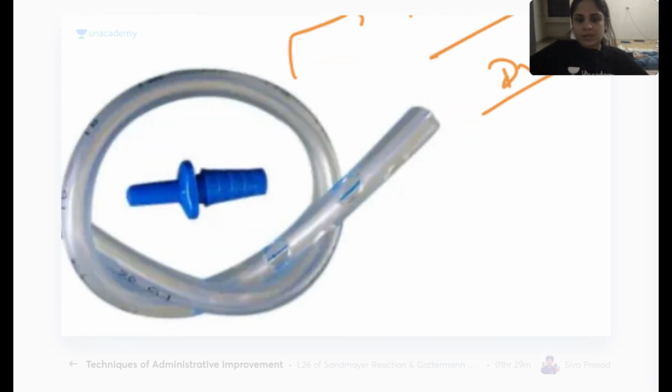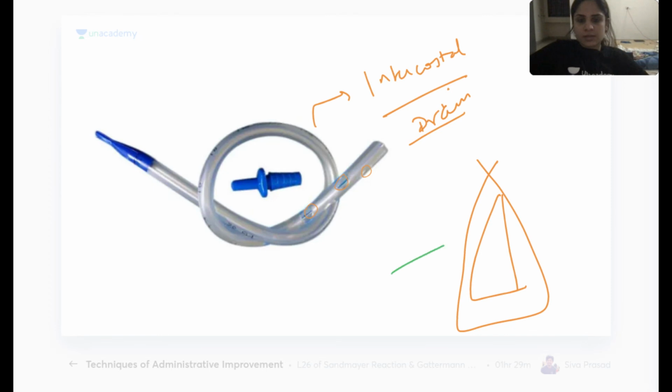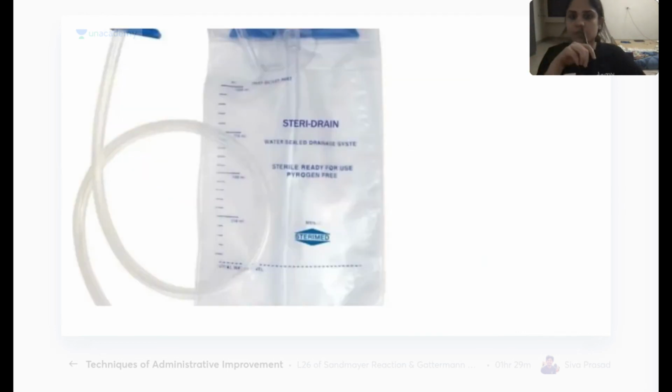Again, can you see over here, there are these openings. Where will these openings lie? If this is your lung, this is the pleura along the lung. So this will go here and the openings will lie somewhere over here inside the pleural cavity. This part is connected to the ICD bag. So this is nothing but your intercostal drain, used for draining any kind of pleural collections. All right, identify this.